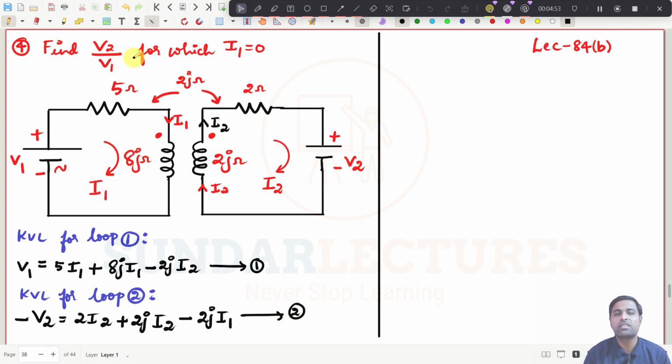See, what is the question they have asked? They are asking for the ratio of V2 by V1 when I1 is 0. So put I1 equal to 0.